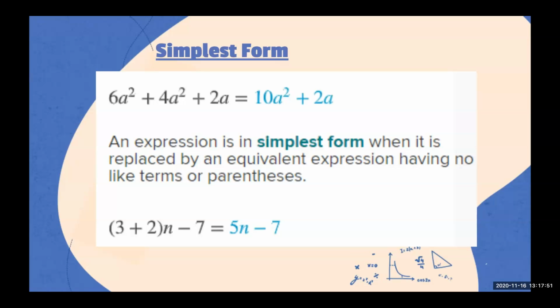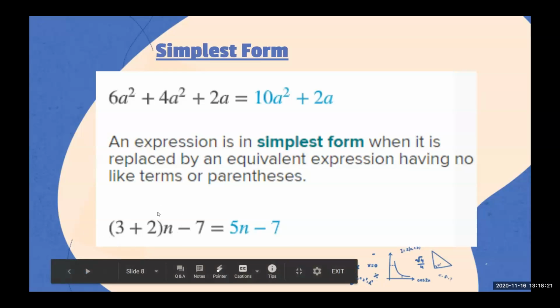So no like terms, and the other thing is no parentheses. That's what makes it simplest form. All right, so up here we've got 6a squared plus 4a squared plus 2a, not in simplest form yet because there are these two like terms, but as soon as we go ahead and combine those two like terms, the 6 and the 4 make 10 of those a squared. So now 10a squared plus 2a, no like terms, no parentheses, so it is in simplest form.